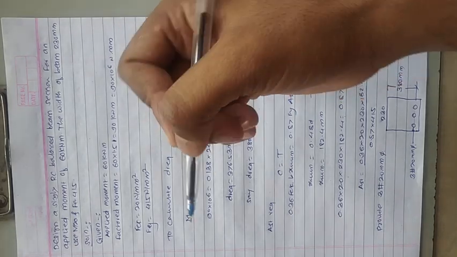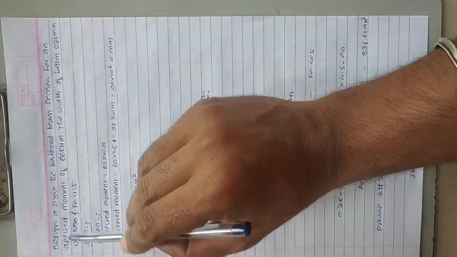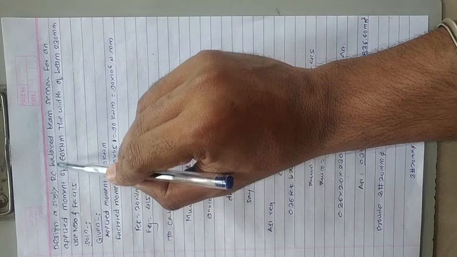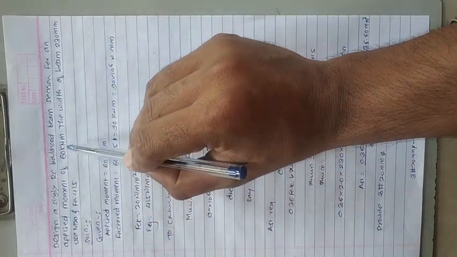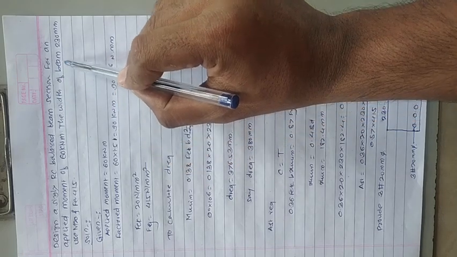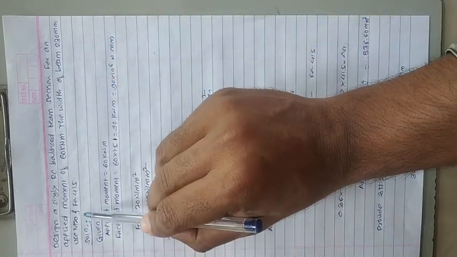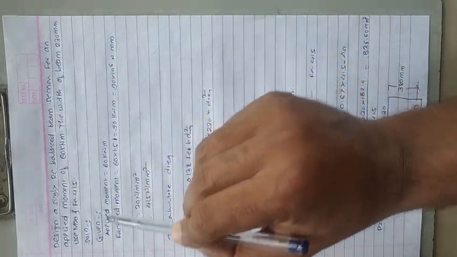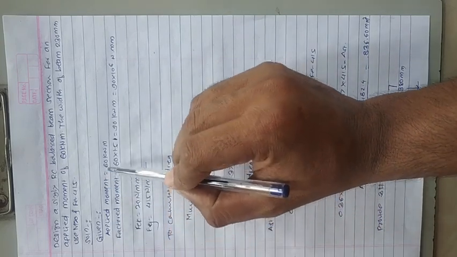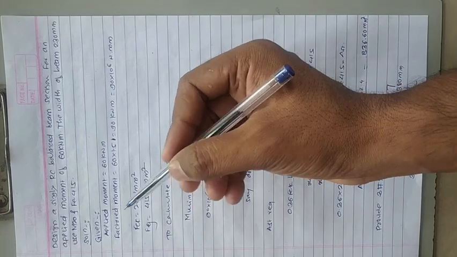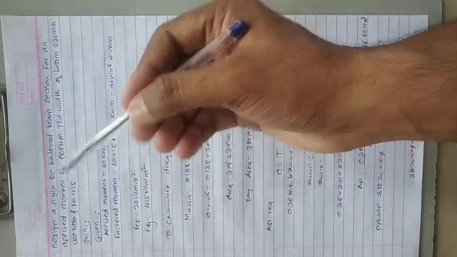Let us see one design problem. Design a singly reinforced balanced beam section for an applied moment of 60 kN. The width of beam is 230 mm. Use M20 and Fe415. So first mention given data. Applied moment means what? The MU limit means factored moment.